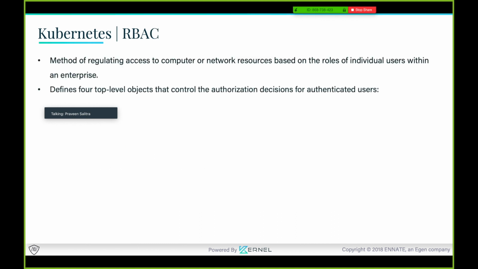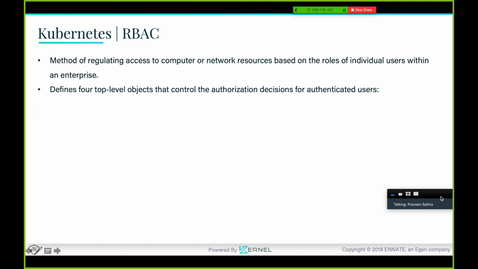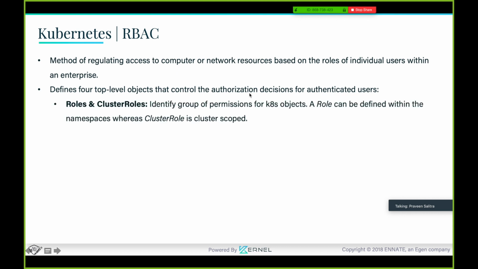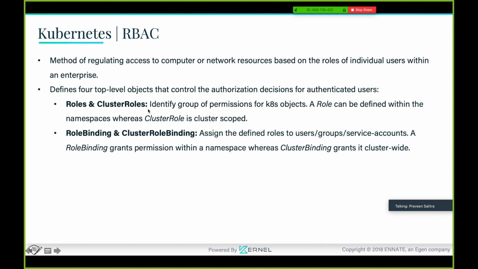So just doing a recap, RBAC. It's a method of regulating access to computer or network resources based on your roles and not on the individual names. If you do it the other way, that's ABAC. And we understood 4 types of objects: roles and cluster roles, role bindings, and cluster role bindings, right?